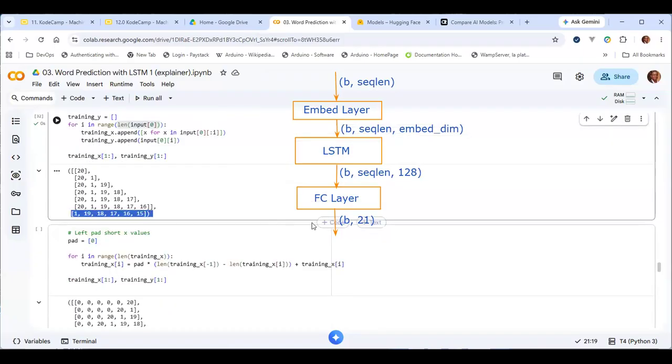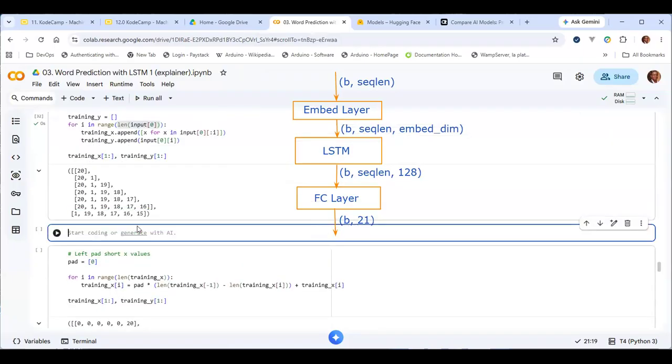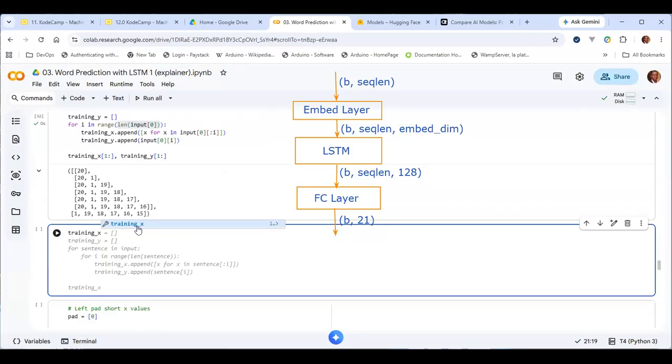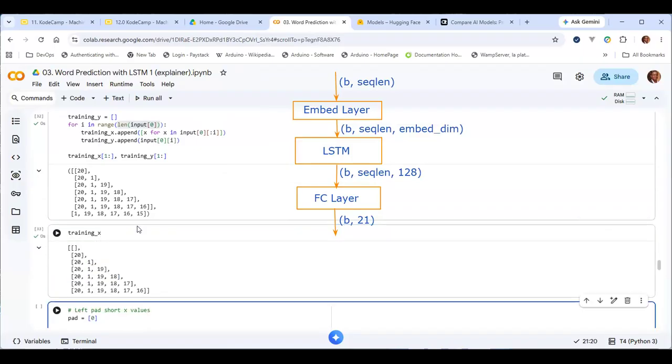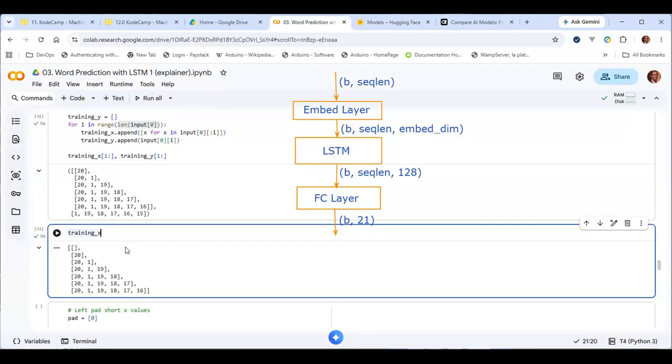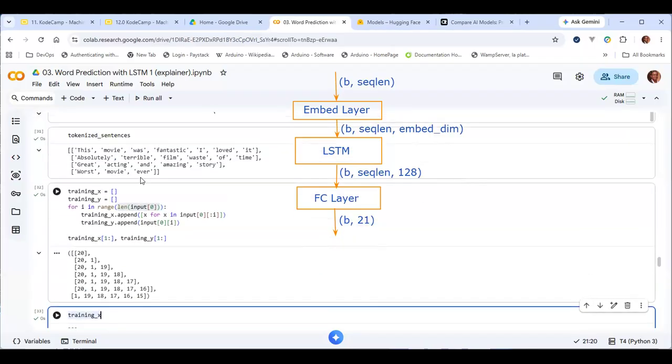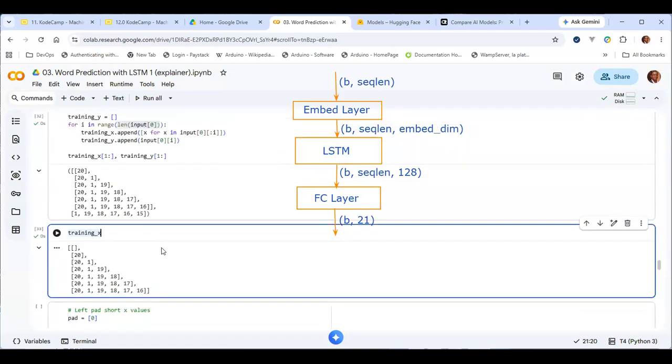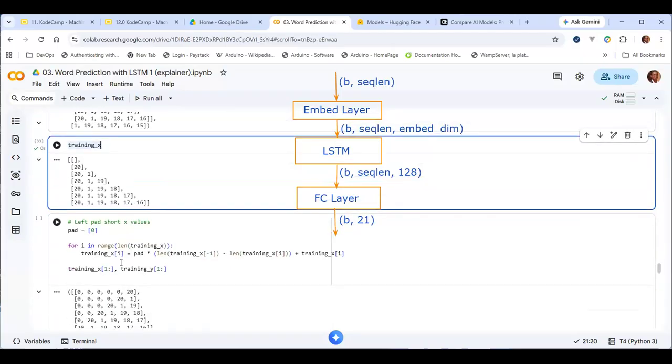You could also see that for the entire training X, it gives you the entire list, right? Okay, I only did training X for input 0, so I only did it for the first input.